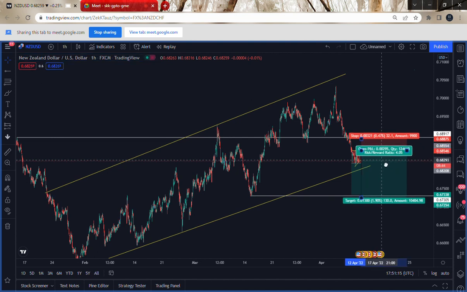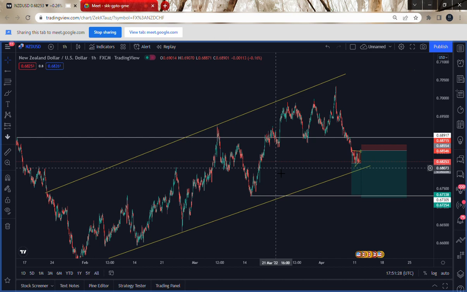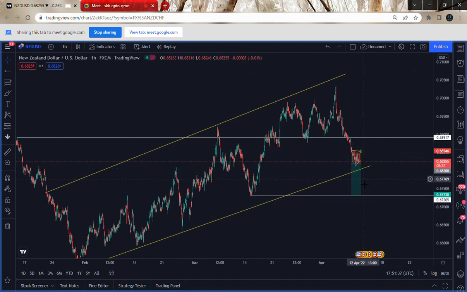4.05 risk to reward ratio, and actually the stop loss is too wide, because if we have something like this, it was going to be something like this. It's actually 8. So you can see the only downside is that between the two types of entries, one has more risk to reward, and the other one will have less risk to reward.